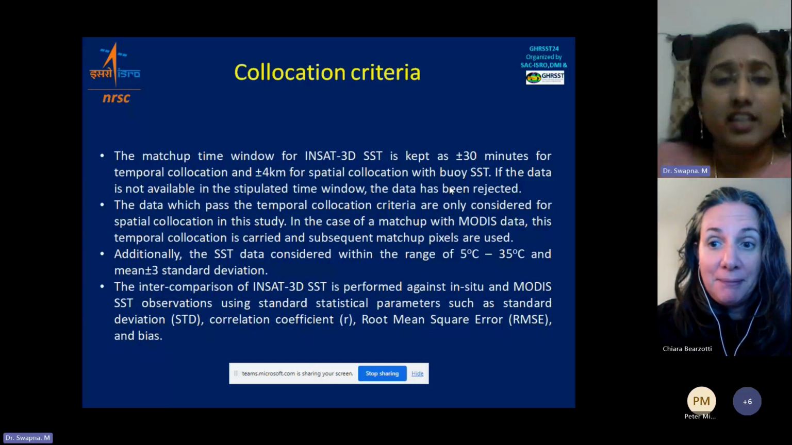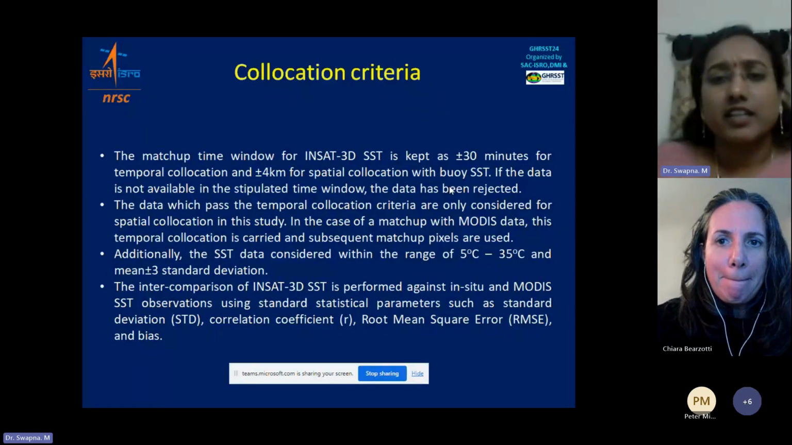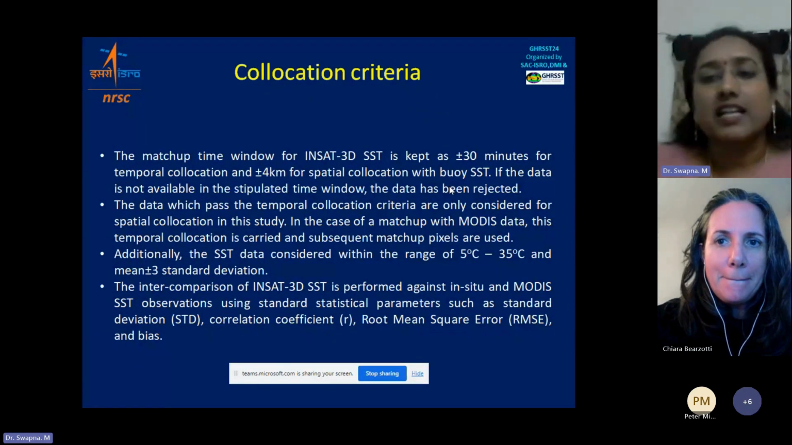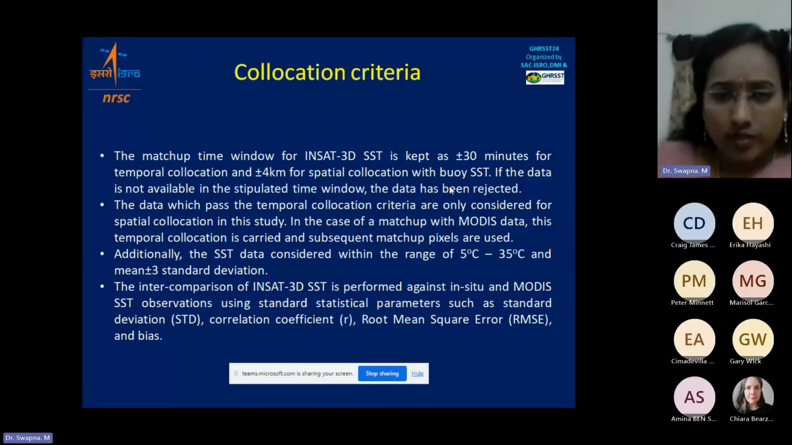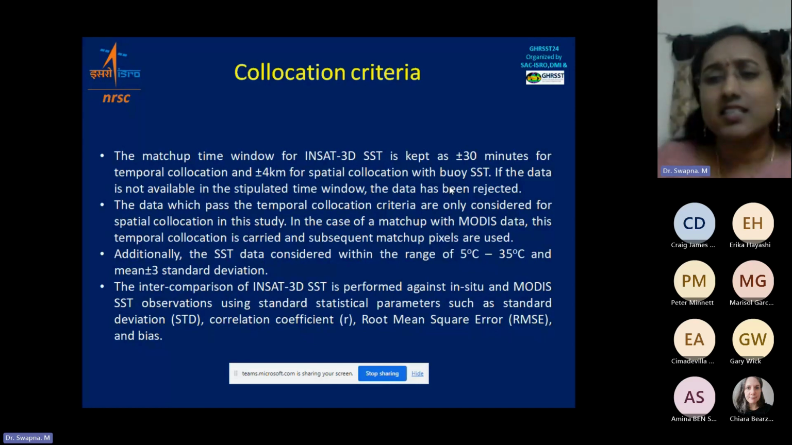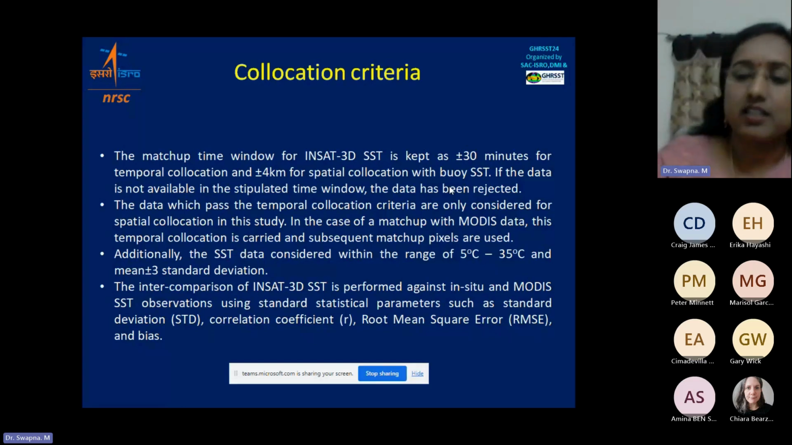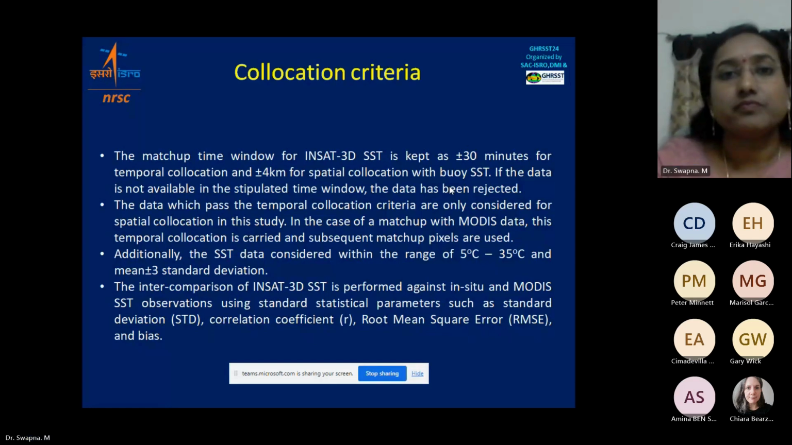Otherwise, I have discarded the data. This matchup criteria is followed, and for the satellite to satellite comparison with MODIS, I have considered a temporal collocation criterion, like which passes at the same time as MODIS. If the data is there, I will take the data. If no data is there, I don't take any other data. This is the matchup criteria I have followed for this analysis.